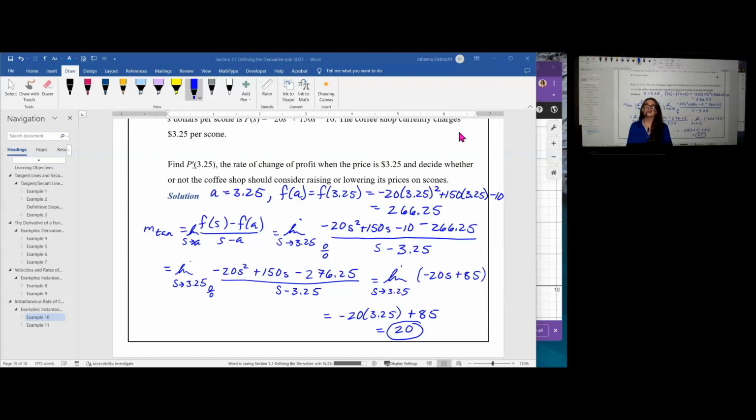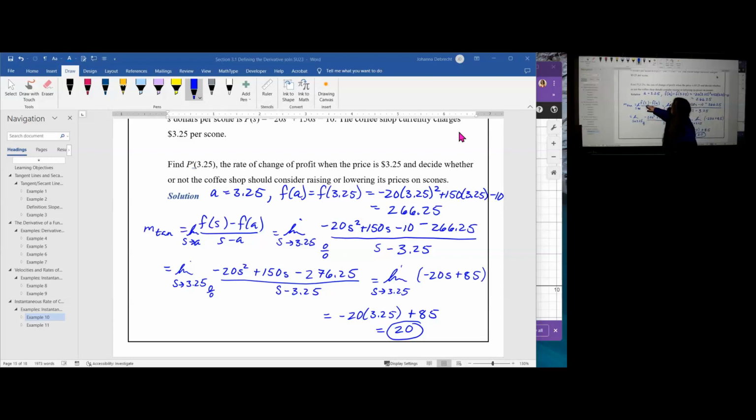I hope that you chose more wisely than I did, and you did not follow my lead and use the f of s minus f of a over s minus a formula. It was a nightmare. I would have been better off with the a plus h formula. Let's see what happened that caused that to occur. When I look at this one and I substitute, remember that s is approaching the value of a, which is the price of our scone, $3.25.